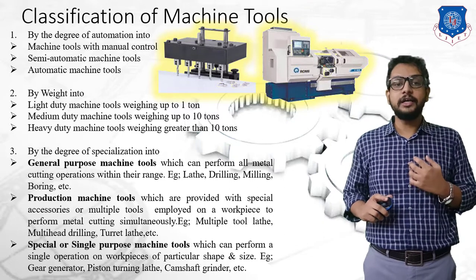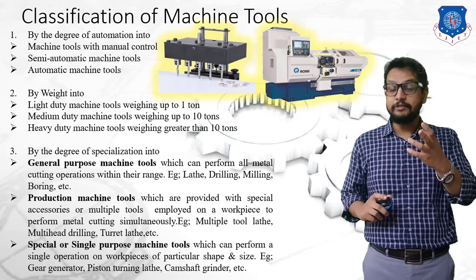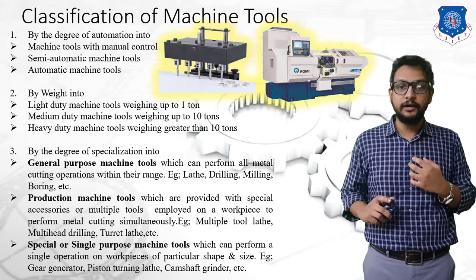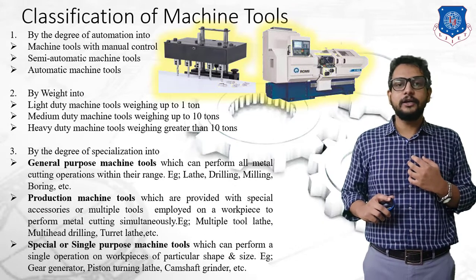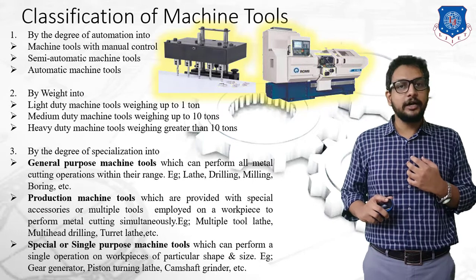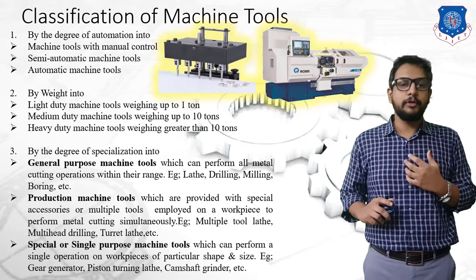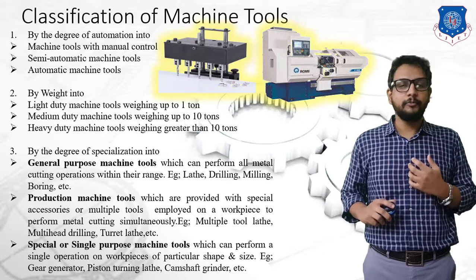Even the multi-head drilling machine. You can see I have shown a picture of it, in which multiple drill bits are connected to the same head. So simultaneous operations can be performed, and this comes under the category of production machine tools.